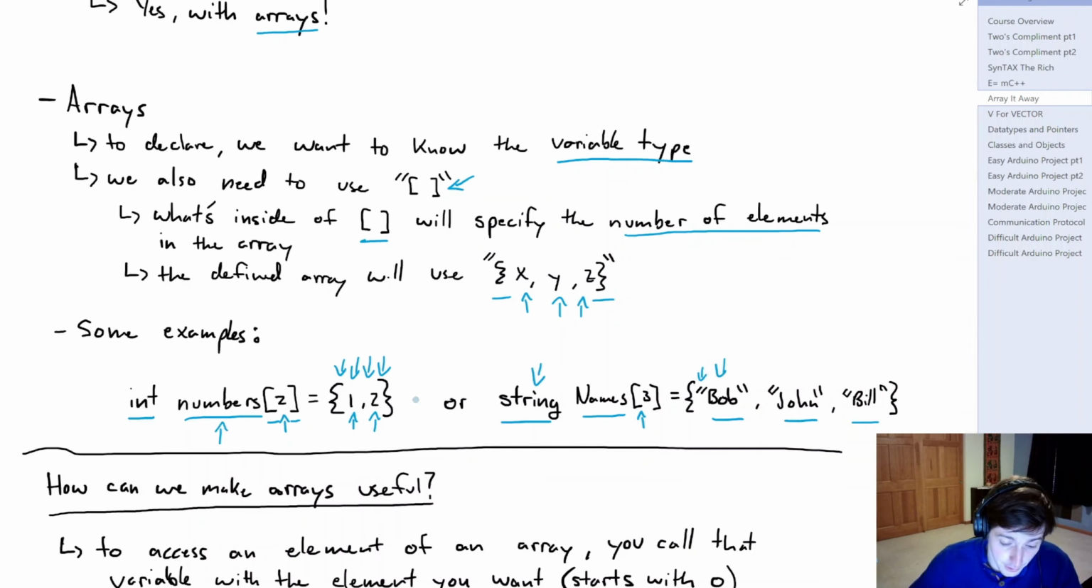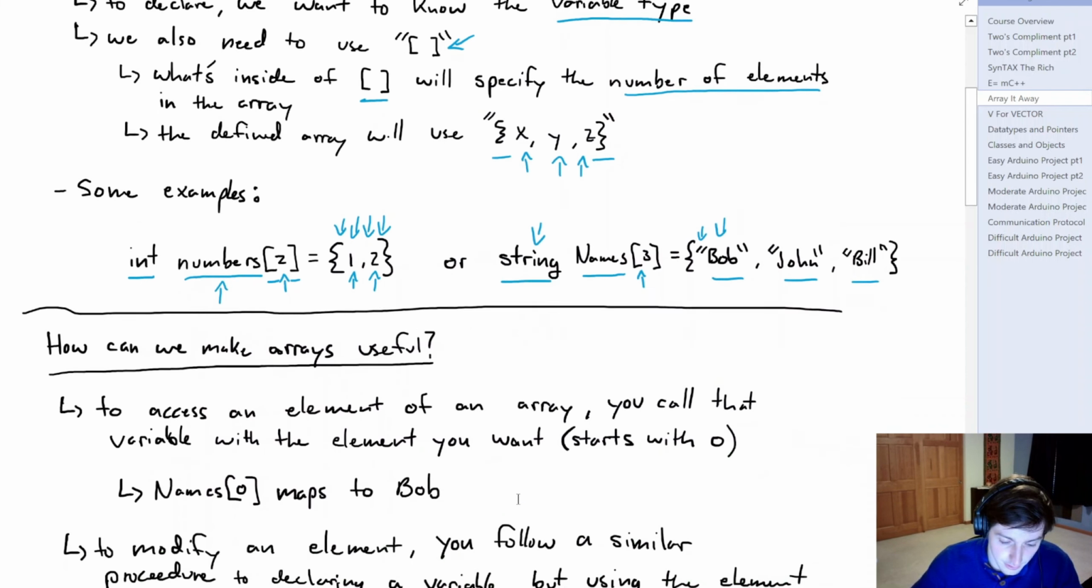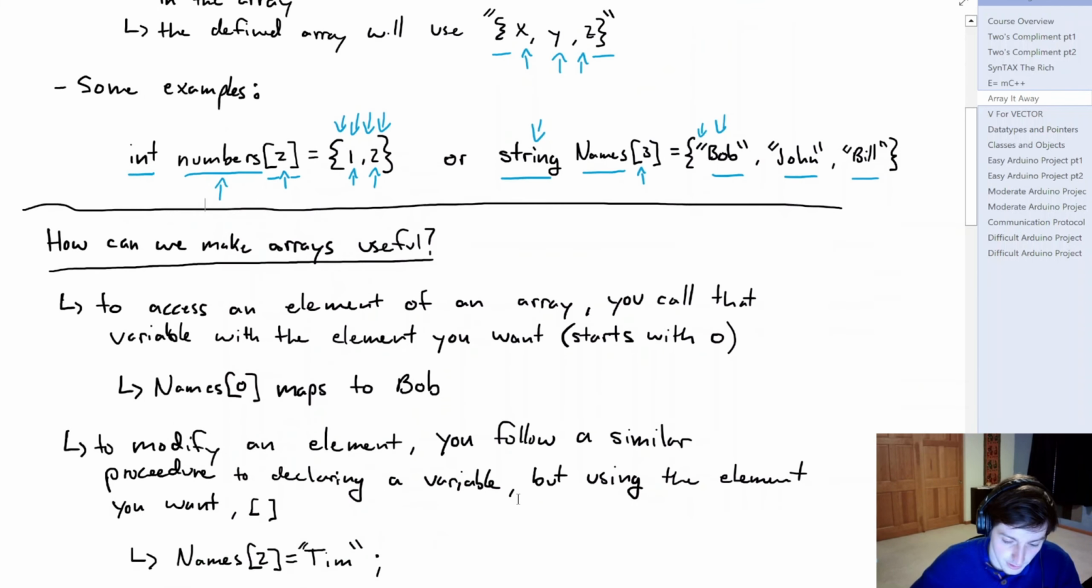And from introducing arrays, we can ask, how can we make them useful? So some things that you might want to do is access a certain element of an array. And to do that, well, we have to realize that the way that these arrays are structured is that this first element is the 0th element. So if we looked at names and then we had the 0th element right here, that would correspond to Bob.